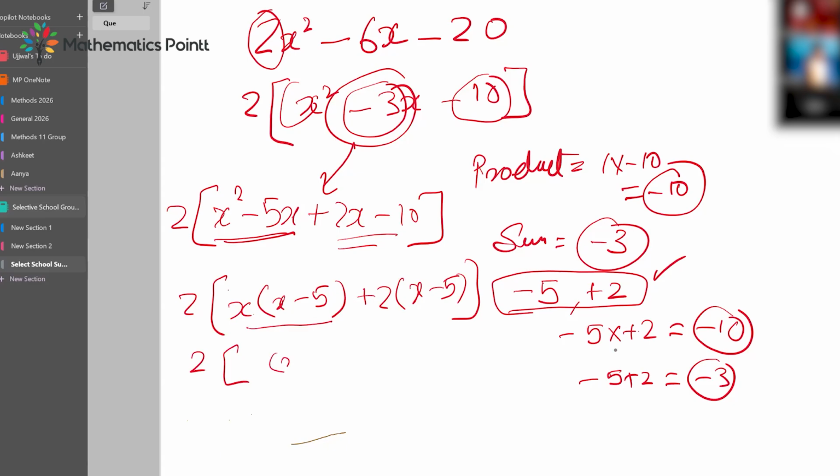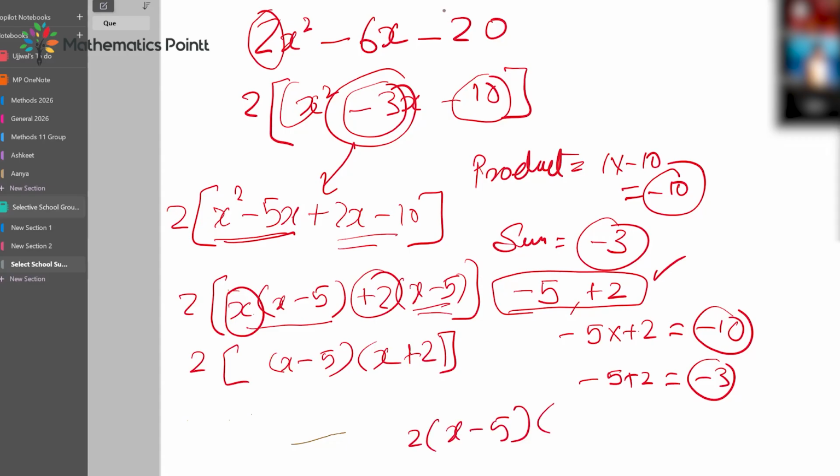I have x minus 5 out. The remainder is x from the first term. Since I've pulled x minus 5 out, the remainder is a positive 2. So the final answer is x minus 5 times x plus 2. That's the final answer.